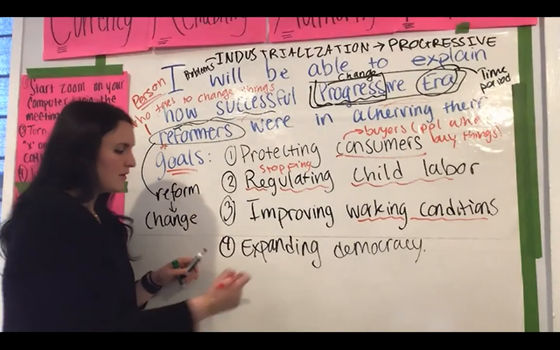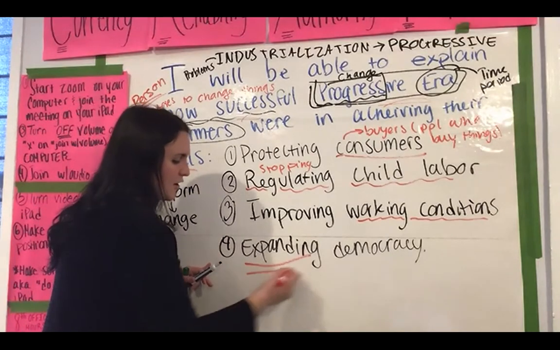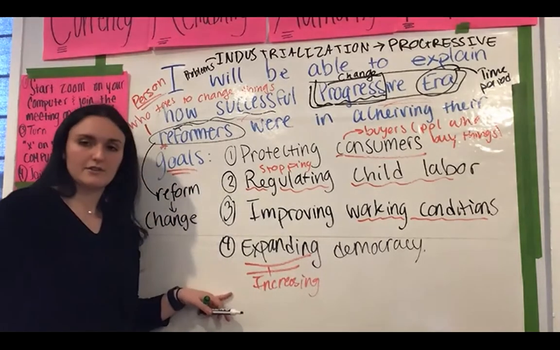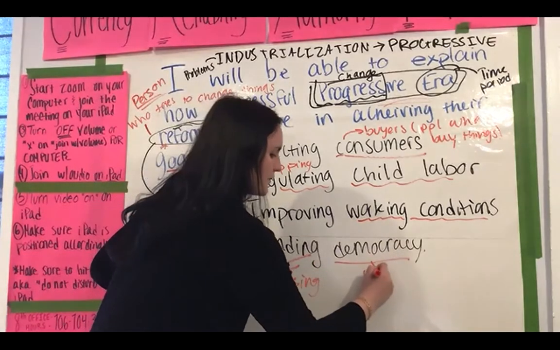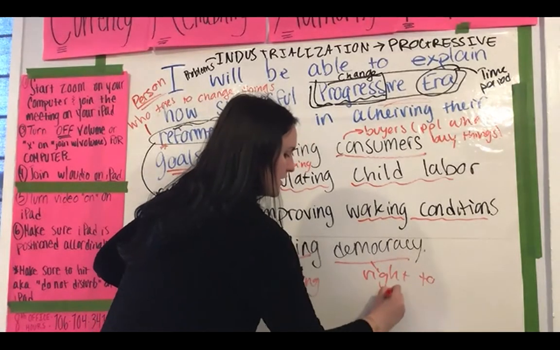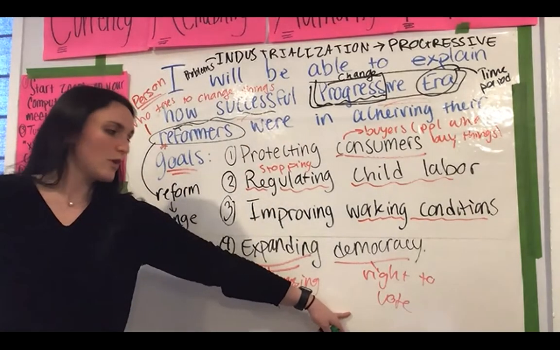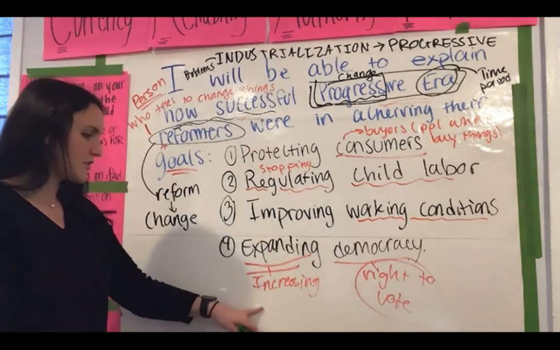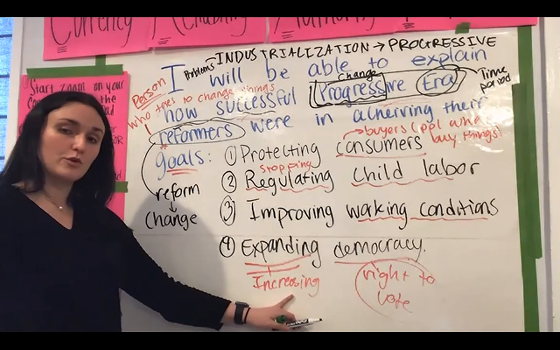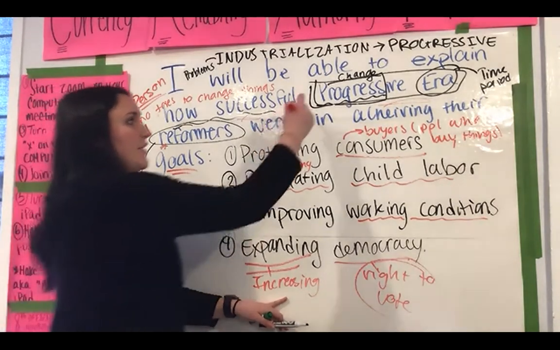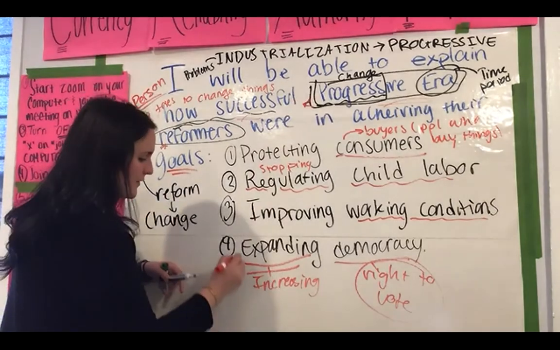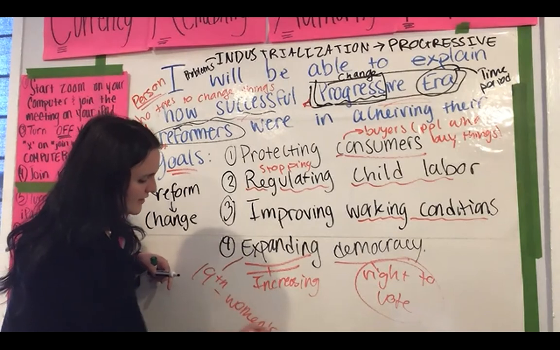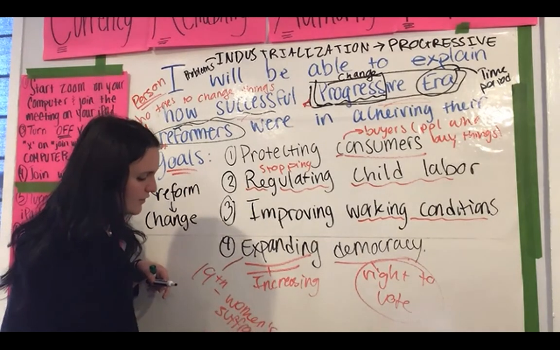And their last goal, and we learned a bit about this yesterday, would be expanding, increasing democracy. Key to a healthy democracy, we know, is the right to vote. We know from yesterday that the number of people who could vote increased during the Progressive Era, because if you remember, the 19th Amendment gets passed. That law grants women the right to vote.